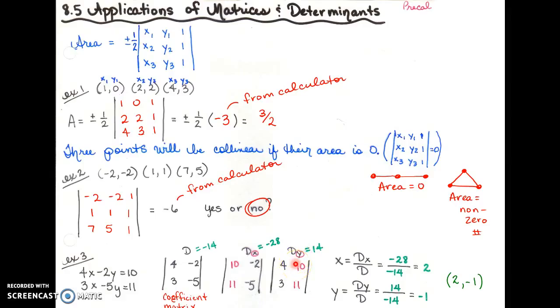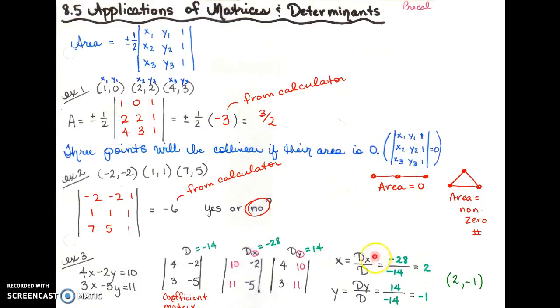Now, those are little 2x2 determinants. So let's go through and evaluate them. So that would be -20 minus a -6, so -14. And then -50 minus a -22, so -28. And then 44 minus 30, so 14.